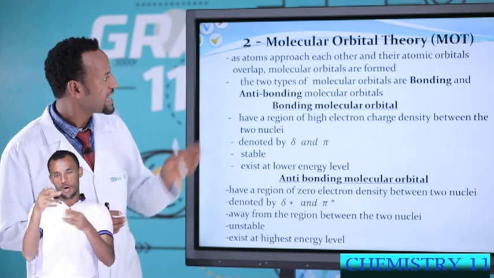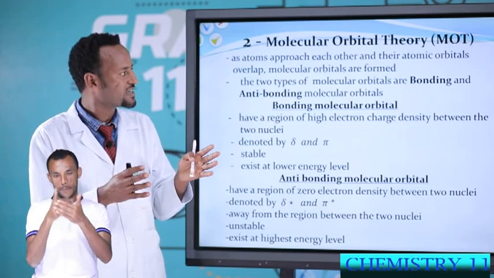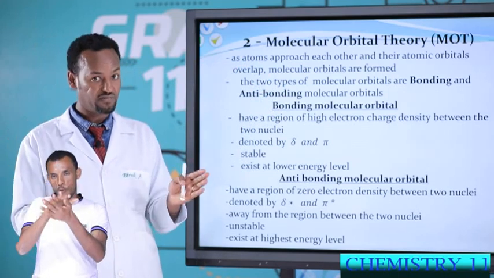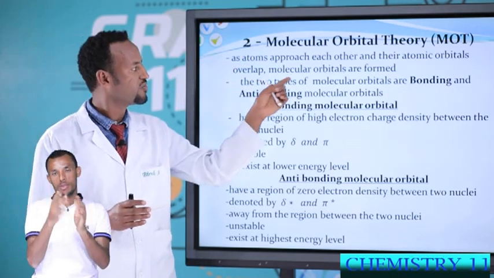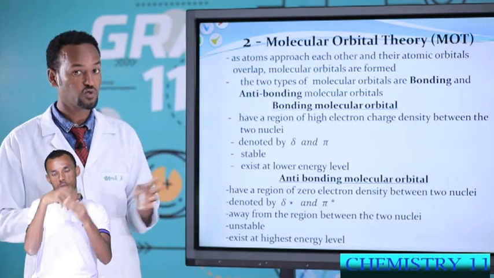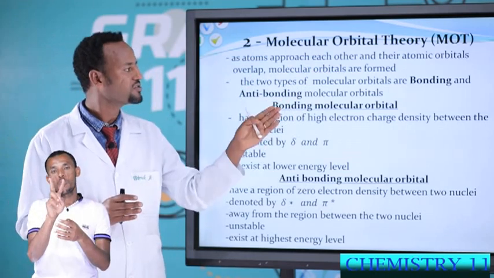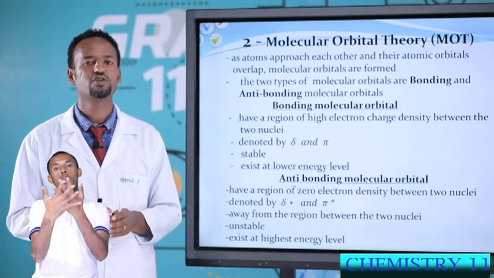Molecular orbital theory: as atoms approach each other and their atomic orbitals overlap, molecular orbitals are formed because of overlap between different atomic orbitals. The 2 types of molecular orbitals are bonding and anti-bonding molecular orbitals.